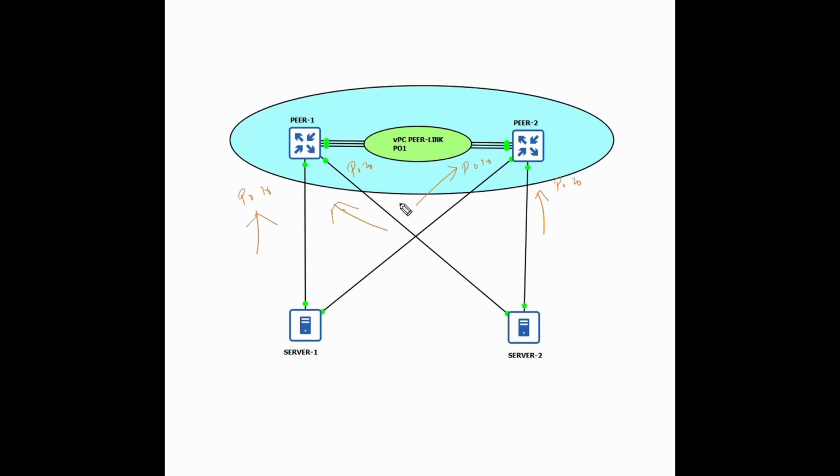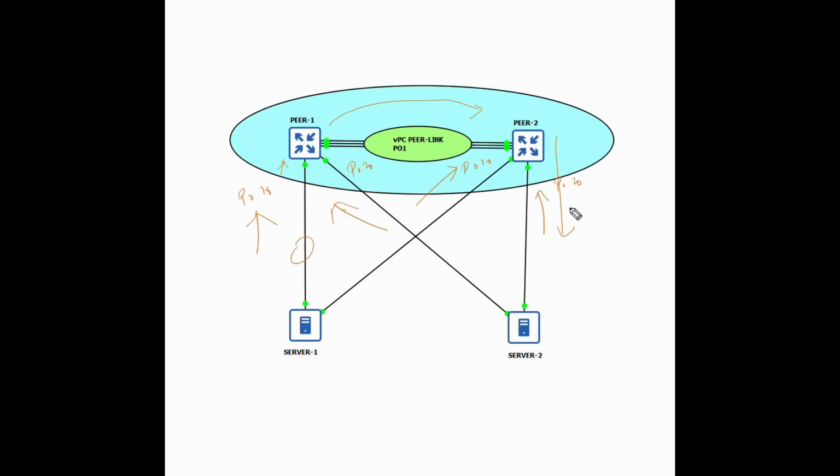So this way, when server 1 pings server 2 and it hashes to this interface, let's say the interface towards peer 1, the traffic will be locally received on peer 1 and it will also be locally forwarded on peer 1. So peer 1 will never receive traffic on its member port and then send that traffic towards its peer over the peer link, and that traffic will never be forwarded to a member port.